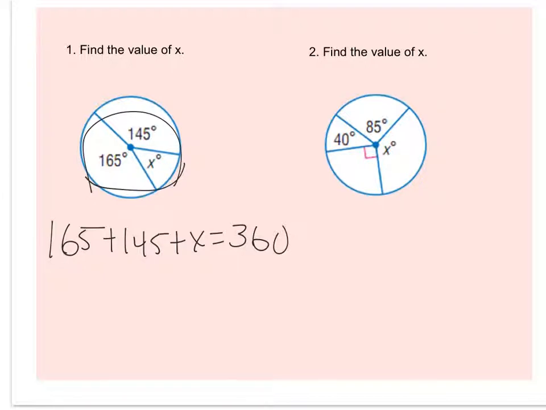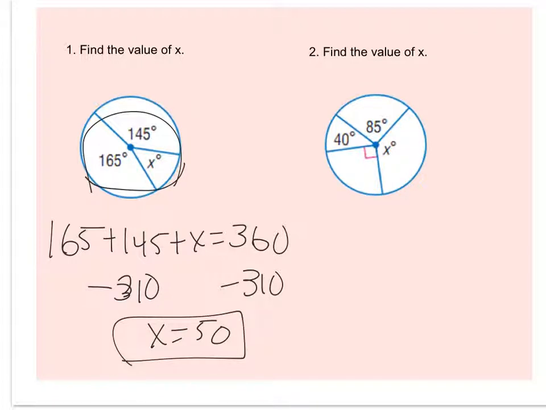So 360 minus 145 and 165, 145 plus 165 is going to be 310. So x is going to be equal to 50. So that's how big that central angle is.